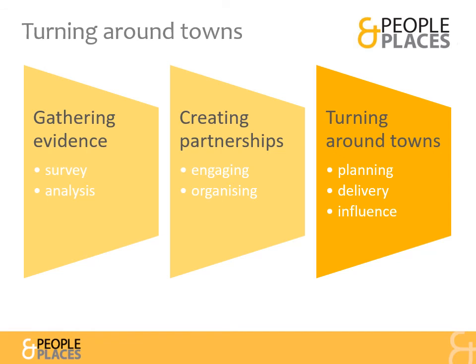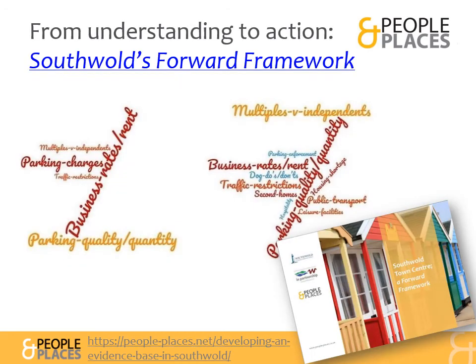We finish off now by giving a sense of how we can turn around a town, and that's by putting in the planning to create an action plan, which is the second part of our forward framework, and how this focuses on delivery and also on how things can be achieved through strategic influence.